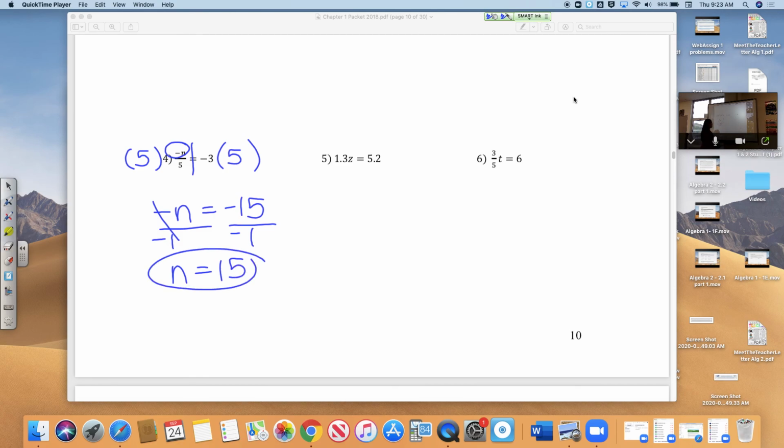And then the last one is multiplication. To undo multiplication, I divide both sides by 1.3. And 5.2 divided by 1.3 is 4. So I get z is equal to 4. Why don't you guys try number 6 on your own, and then we'll complete more problems together.